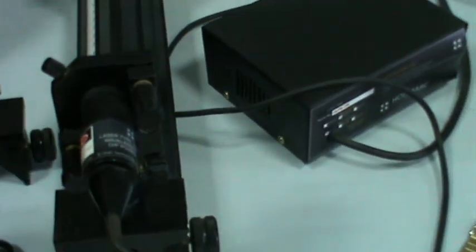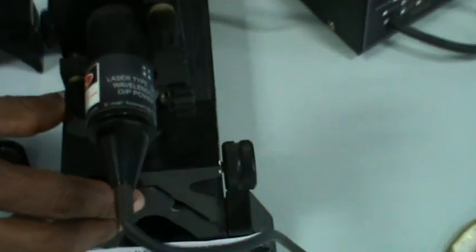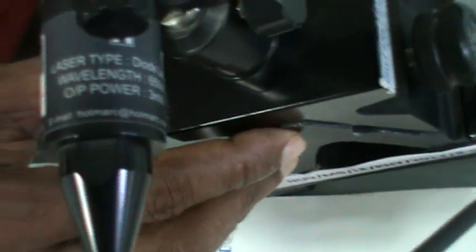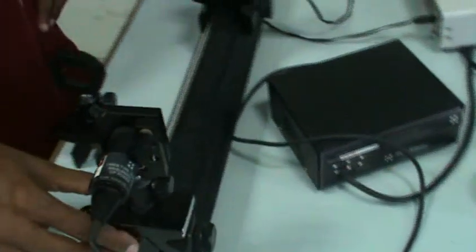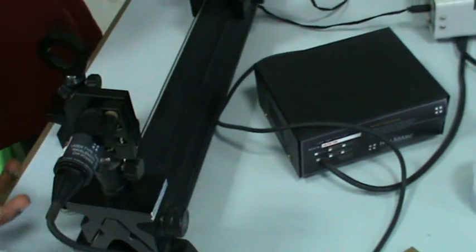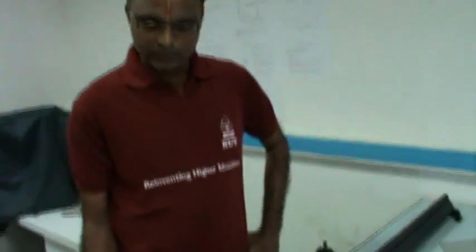As I told you in the beginning, we need to have a source of light. Here the source of light is a semiconductor diode laser, which gives an output of red light. So the wavelength is 650 nanometer. The term laser means light amplification by stimulated emission of radiation. You get a monochromatic, coherent light beam.